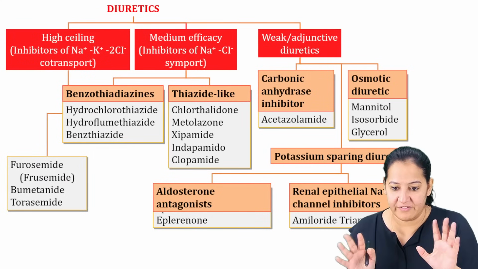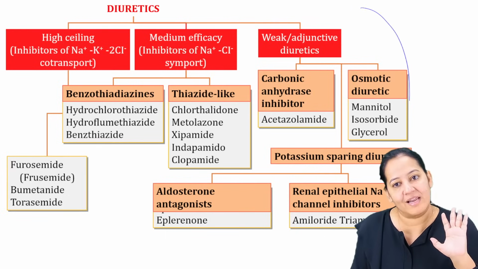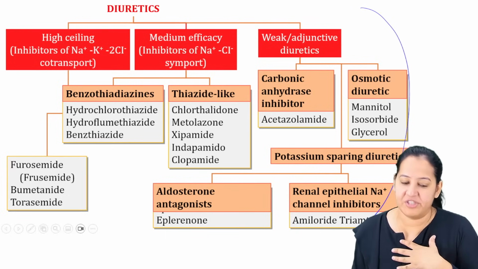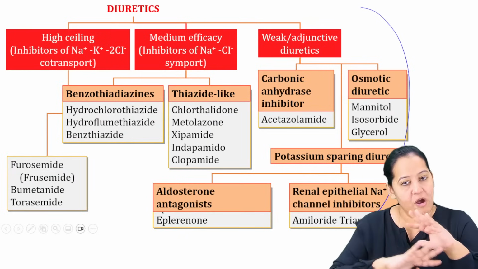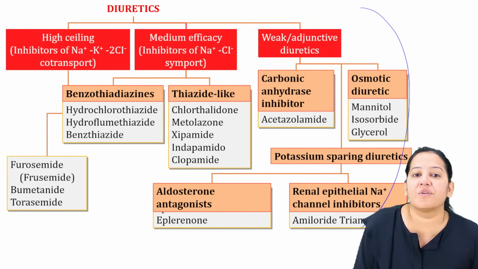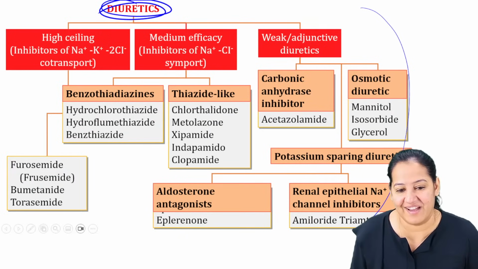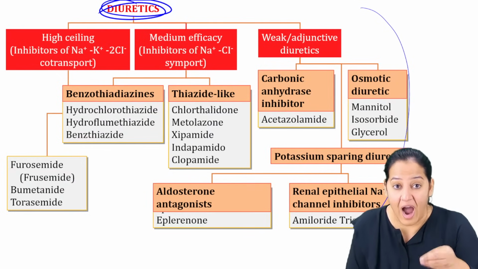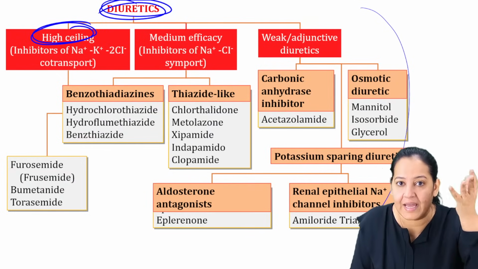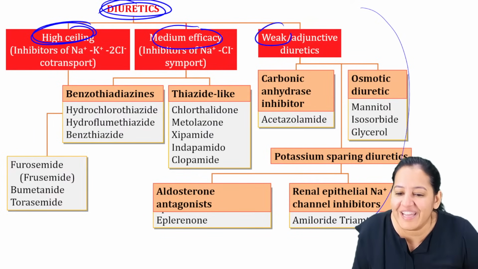This type of classification, you have to learn all the classifications here. If you don't have it, ask me. I will share all 50 classifications in this way. You have to read it. So this is the classification of the diuretics. There are three types of diuretics: highly effective (high ceiling), moderately effective, and weak.